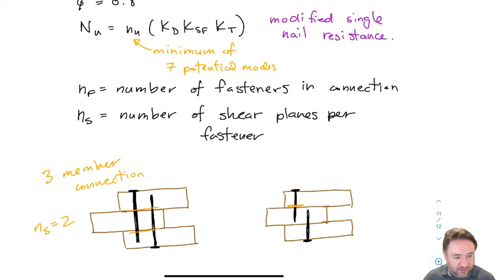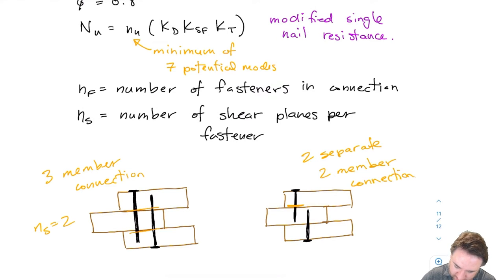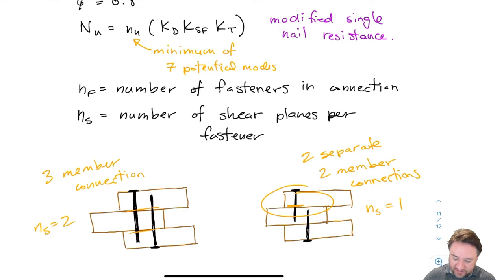Okay, this is not a three-member connection. This is two separate two-member connections. So the NS, the number of shear planes for each one, is going to be one. So basically I can design the one connection. I can design like the top part of the connection. Then I can design the bottom part of the connection. The only wrinkle here is I will have to satisfy the spacing requirements here for both sides of the connection simultaneously. So obviously these nails have to be spaced far enough apart that they're not going to cause splitting of the central member. Okay, so that kind of penalizes me a bit.